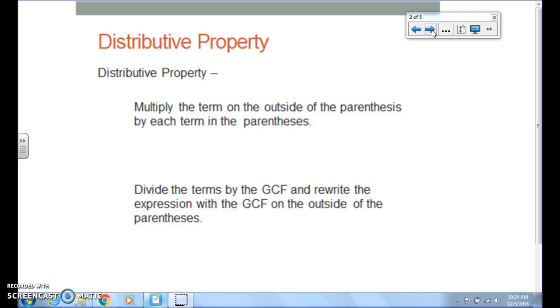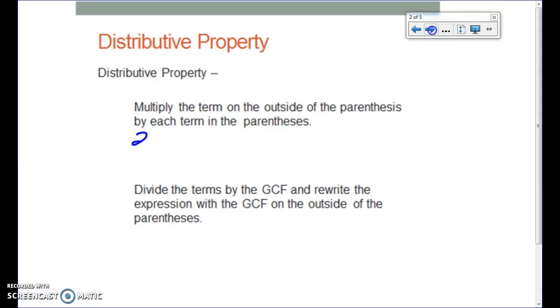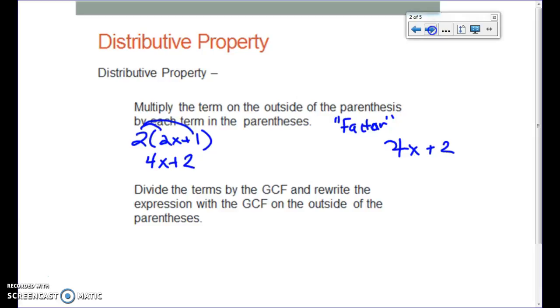The distributive property works both ways. You may multiply a number or a term in front of the parentheses by everything inside the parentheses, like this, and distribute, or you can factor, is what we call it. Factoring is a type of use of the distributive property. That's when we have something like 4x plus 2, and we notice that 4 and 2 have a greatest common factor of 2, and we move backwards and pull out that greatest common factor.